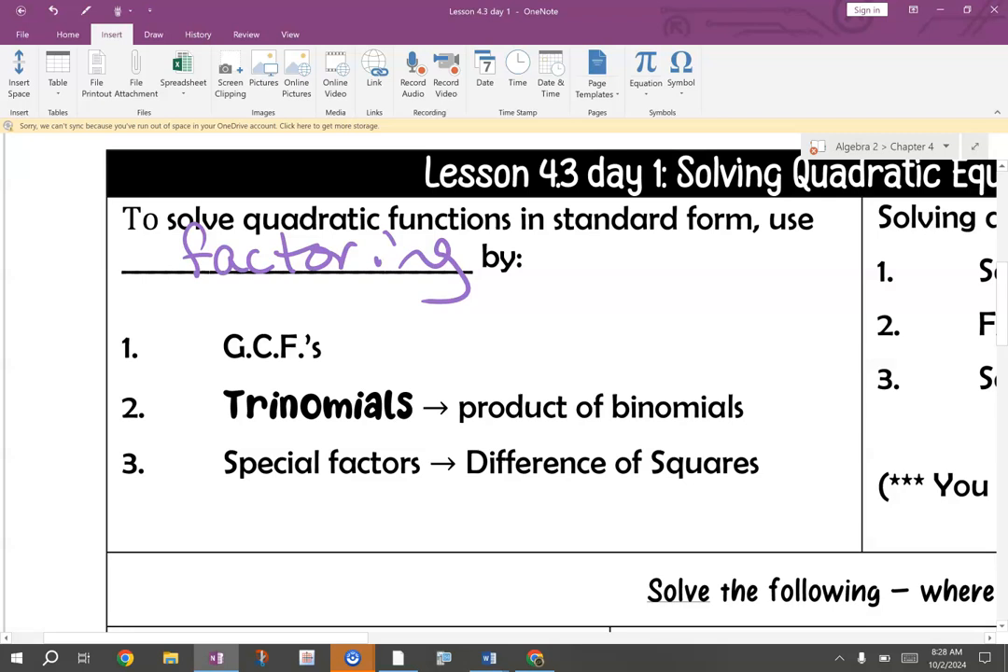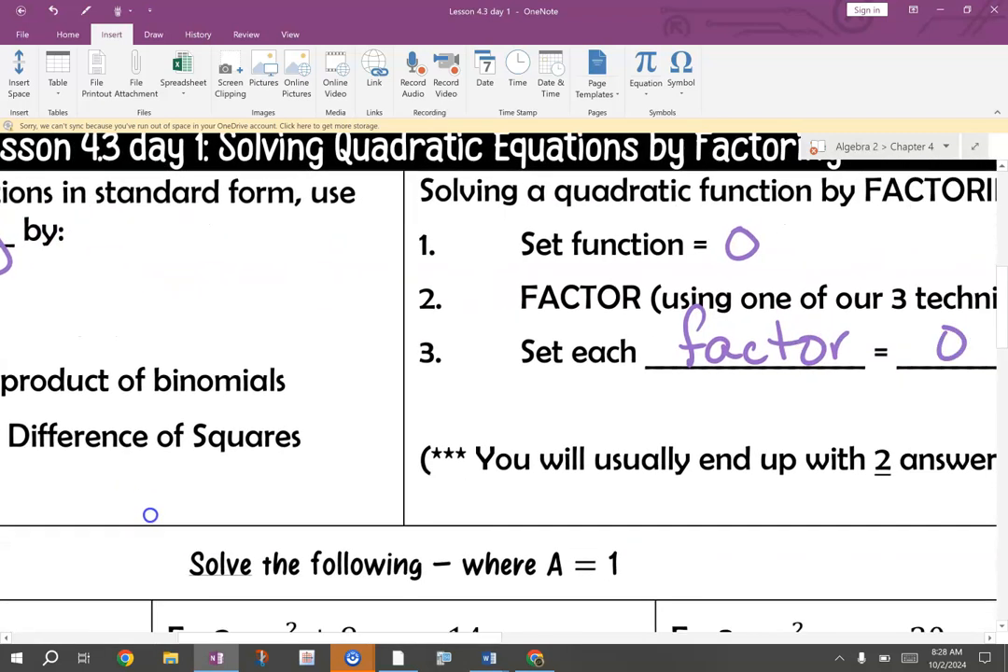GCFs and the special factors, difference of squares, we're going to learn both of those on Friday when I am here again. And then Monday, we're going to bring it all together and do all 4 of them. The biggest problem that we've had with factoring and solving is not knowing which of these 3 to use. So that's why we're bringing it all together Monday, so that we can practice figuring out which one we're going to use first, then actually going through the process of doing it.